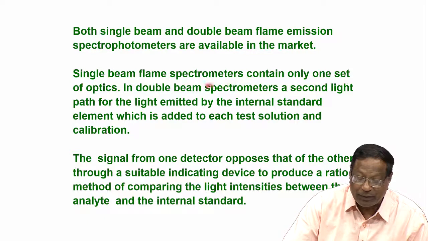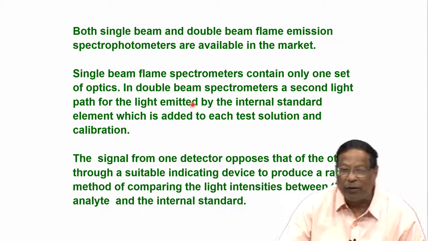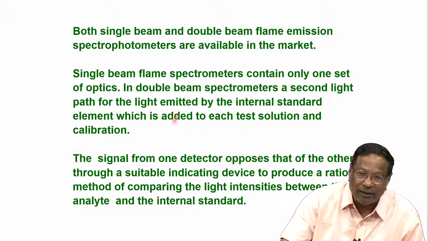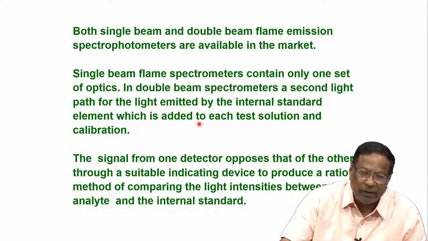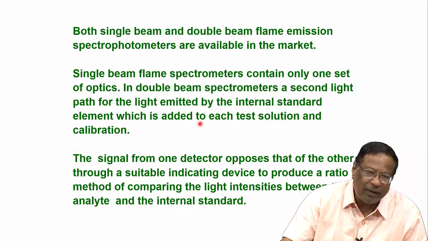Single beam flame spectrometers contain only one set of optics. In double beam, a second light path for light emitted by the internal standard element is added to each test solution and calibration. I think that is a little more of analytical chemistry. If you add an internal standard, every time you do not have to worry about the instrument setting, because with the inherent internal standard, if you get the same absorbance reading, that means the machine is performing optimally.